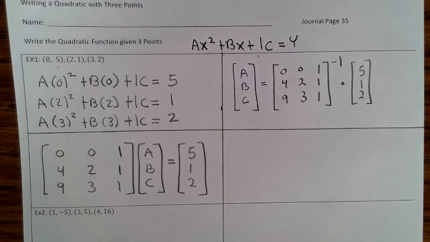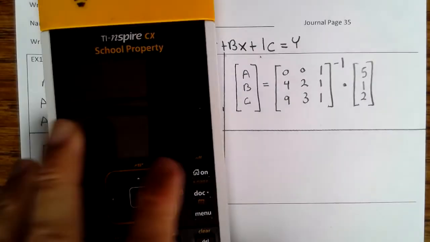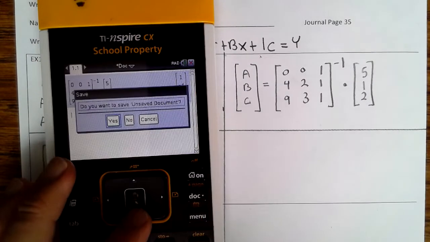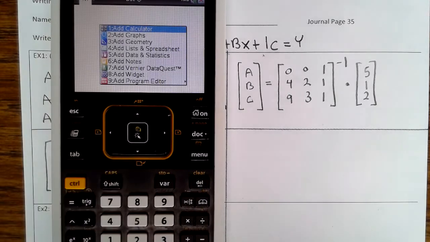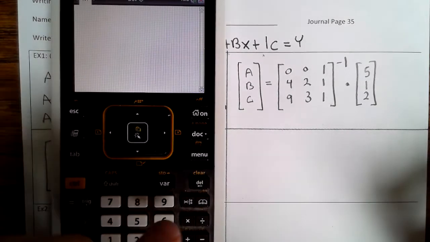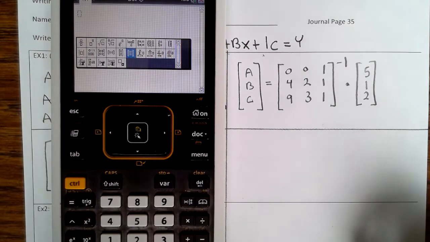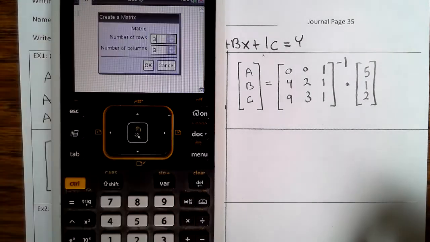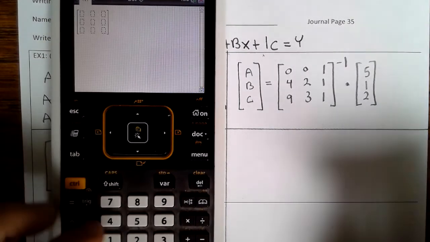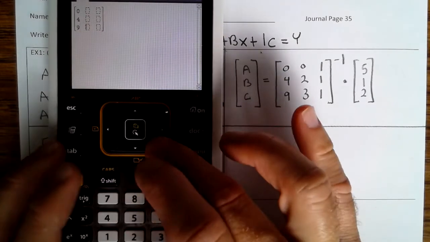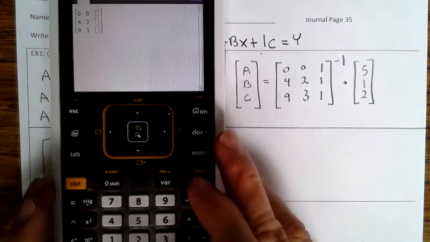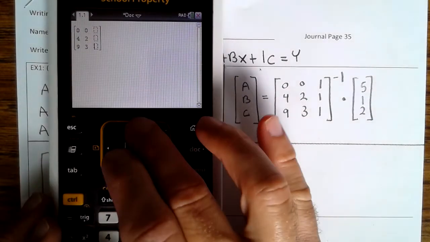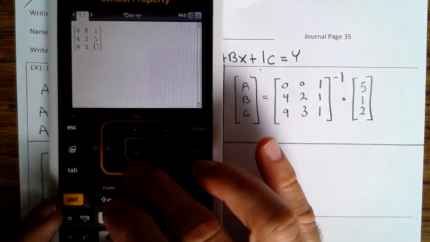Okay, so now we're going to substitute that in our calculator. So we're going to go to on, new document, no, add calculator. We're going to press the matrix button to the right of 9. We want that one. It's a 3 by 3, so now we plug the numbers in. So 0, 4, 9, 2, 3, 1, 1, 1.